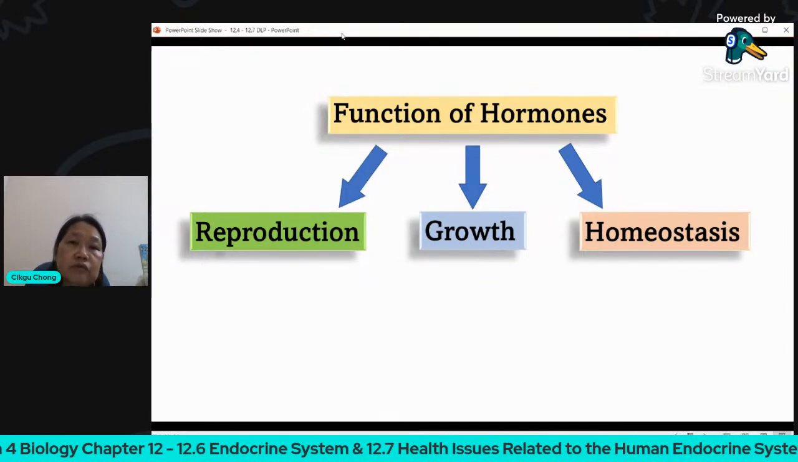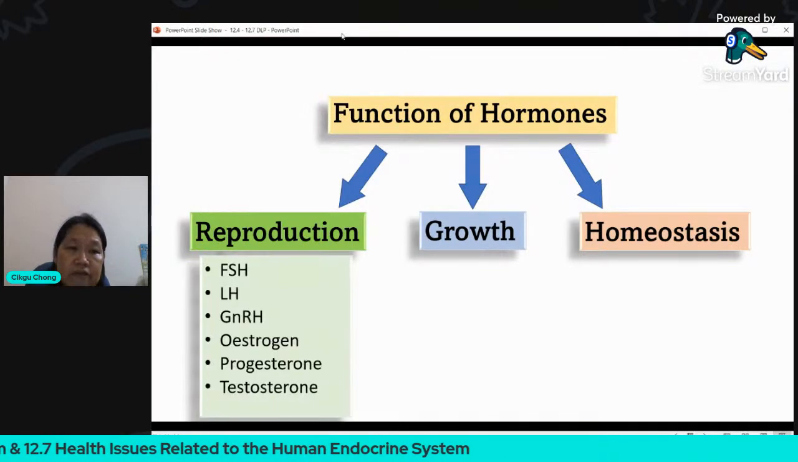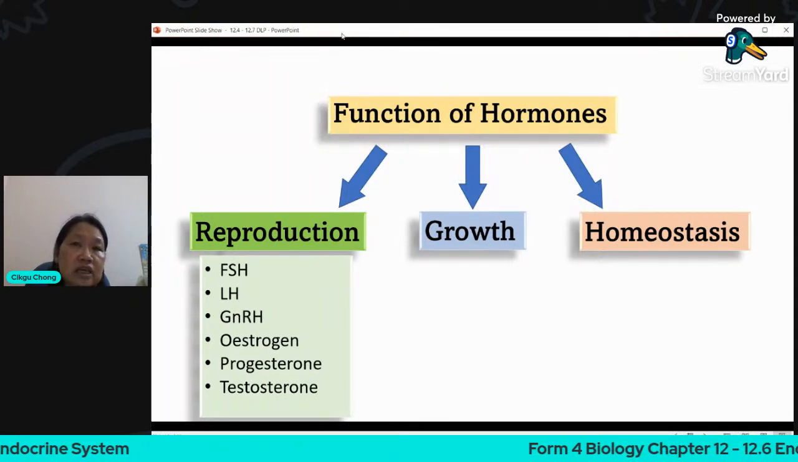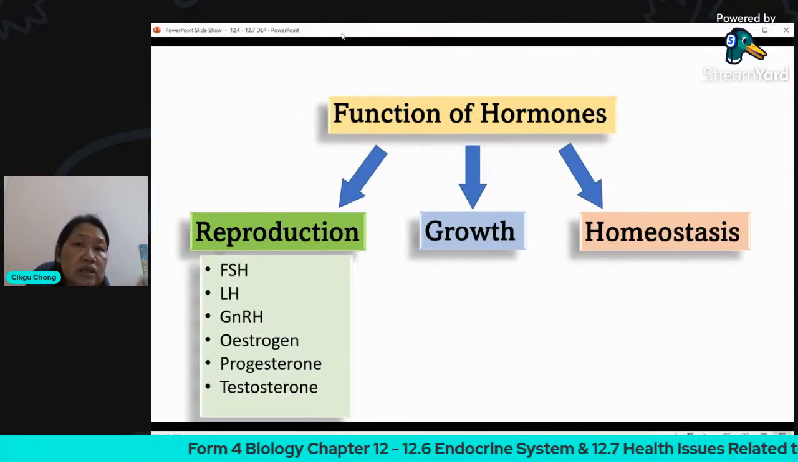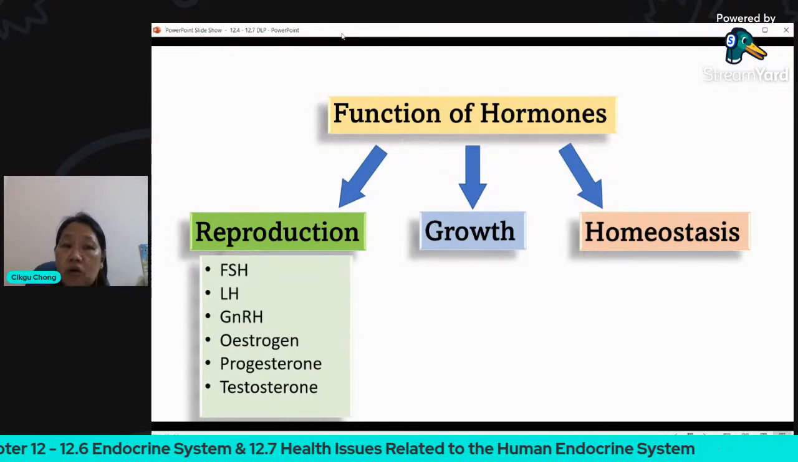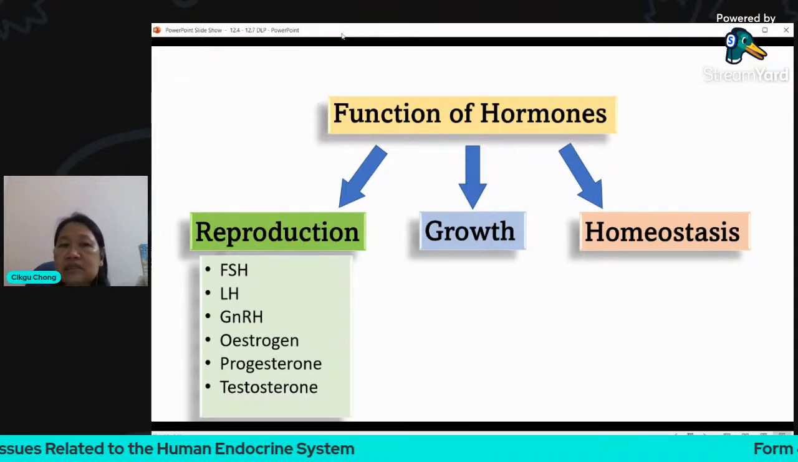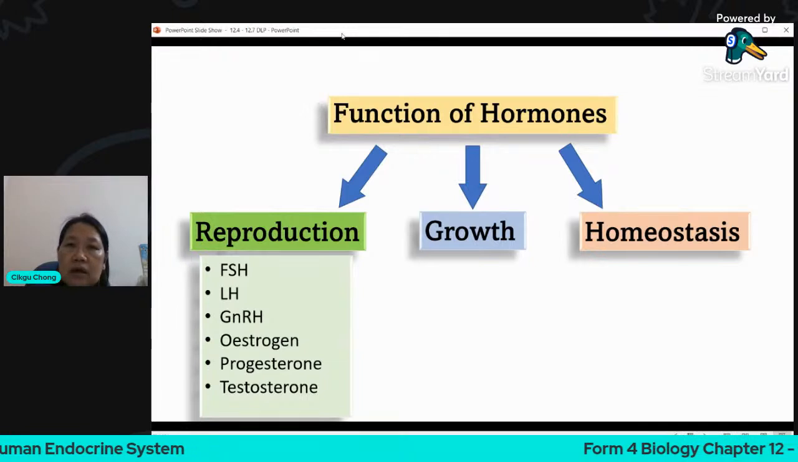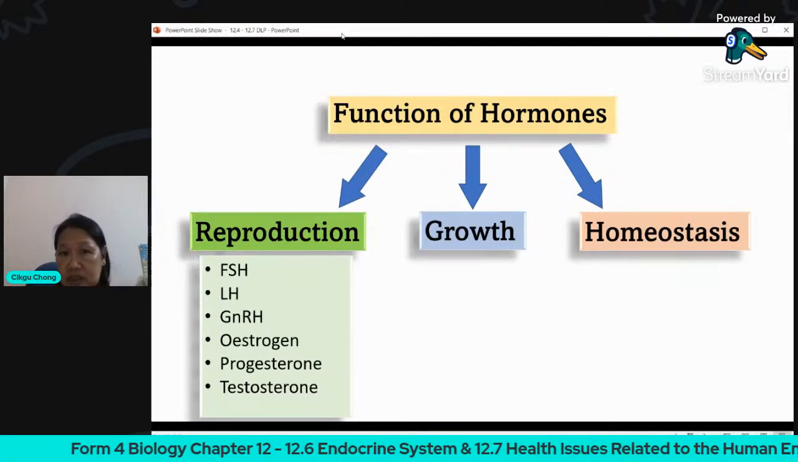Let me give you some names of hormones that come under these 3 types of function. For reproduction, we have FSH, which is follicle stimulating hormone. You would have seen this in chapter 15, reproduction. LH, luteinizing hormone. GnRH is gonadotropin releasing hormone. Estrogen, progesterone, testosterone. All these are the hormones that regulate, or aid, or produce this effect for the function of reproduction.